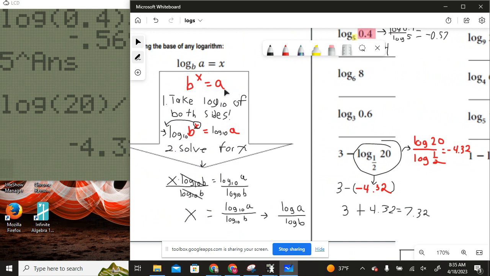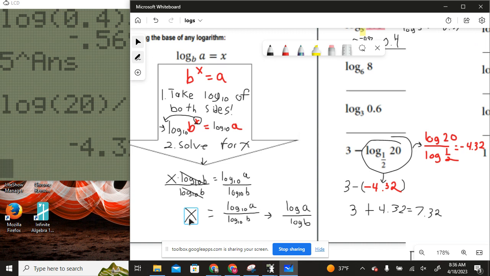So, folks, if you ever have to go through and evaluate a log that is not of base 10, take the log of both sides of your exponential form of it, divide the log of the answer by the log of your base, and that'll give you what your exponent is. So, that is one way for you to go through and evaluate this in the calculator.